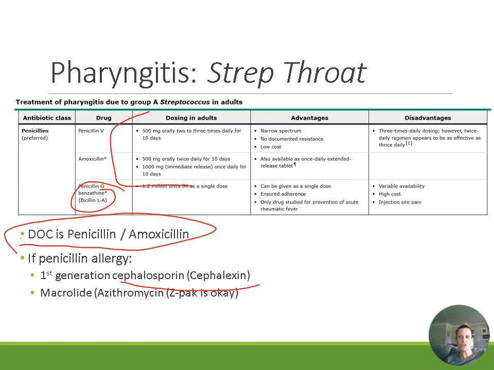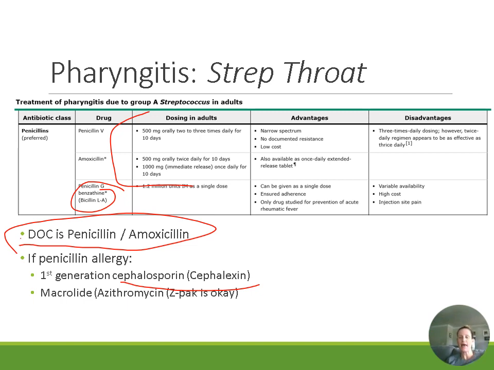So if the allergy was really mild, or when the patient explains it, it sounds doubtful that it was a true allergy, like an allergy that's mediated by IgE, or if they tell you that they've had cephalosporins before and they were fine with them, then cephalexin or another first-generation cephalosporin is recommended.